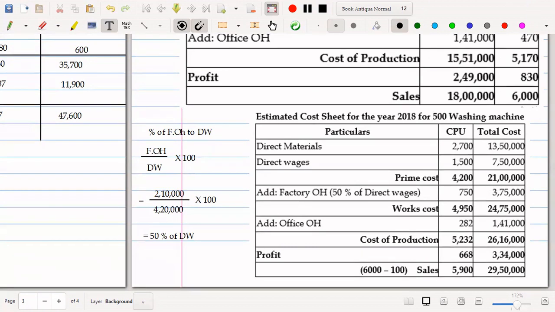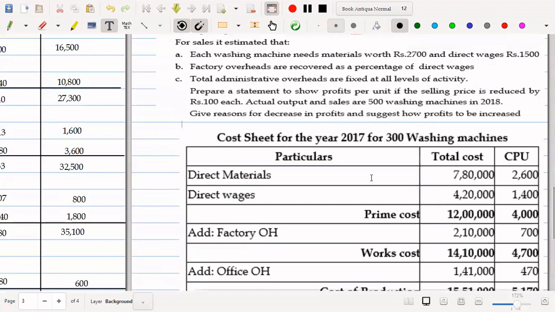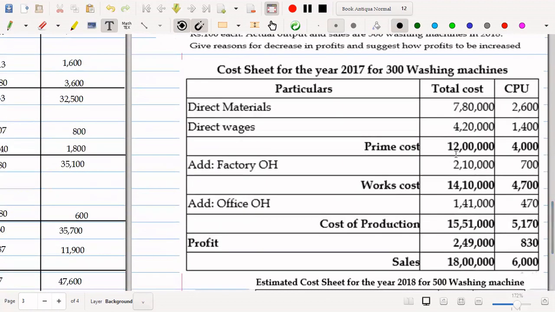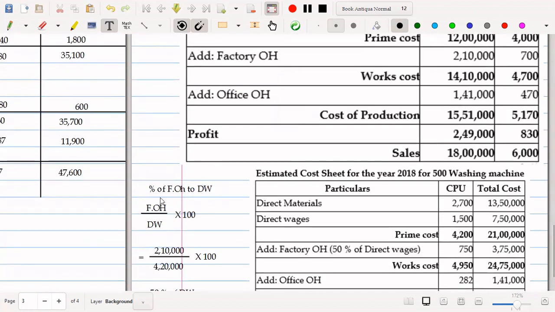Now the third point, factory overhead. Regarding factory overhead, what they have given: factory overheads are recovered as a percentage of direct wages. So here direct wages is 4,20,000, factory overhead is 2,10,000. We have to find out the percentage of factory overhead on direct wages. What is the percent of factory overhead regarding direct wages? So when we put this formula, it comes to 50%, exactly 50%.